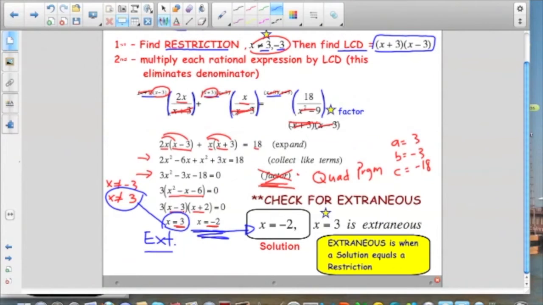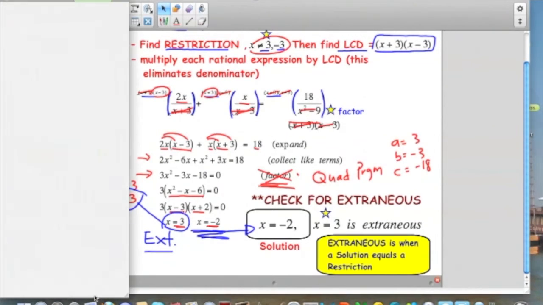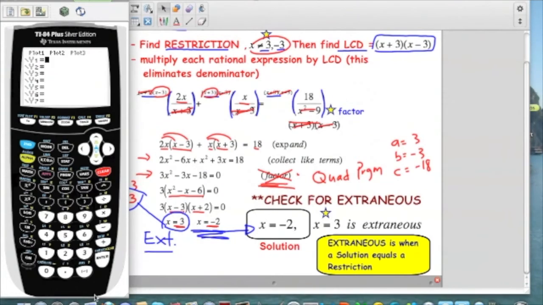Now we always should check, because maybe -2 is not a solution. We have a tool, so we might as well use it, and that's our graphing calculator. We're going to go to our graphing calculator and see if this is a solution or not. In the previous Learning Guide seminar, we did it by substitution. We put -2 into all the x's. You can do that as well, but we have this tool, so let's just use our calculator.